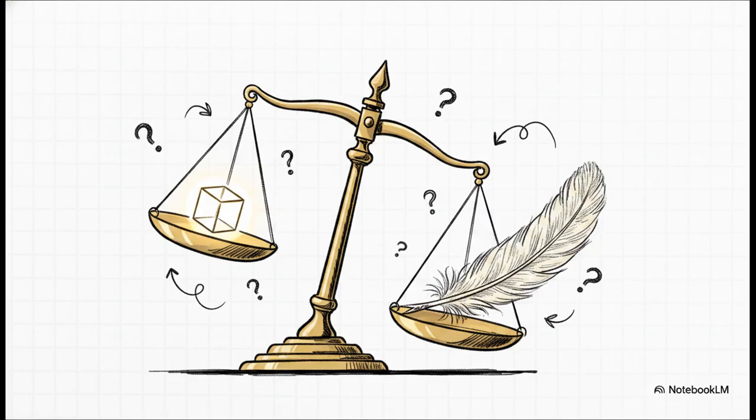Take position bias, for example. This is where the AI favors a response simply because of where it was placed in the list. Or recency bias. We humans do this all the time, right? We favor the thing we just saw last. Well, AI can analytically mirror those exact same psychological quirks right in its outputs.